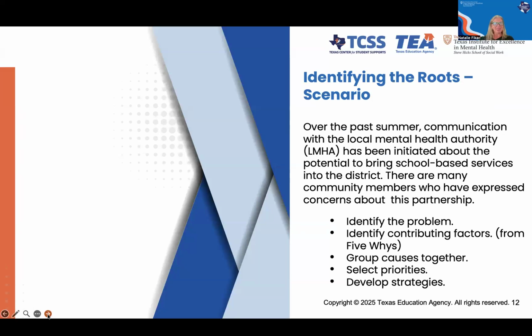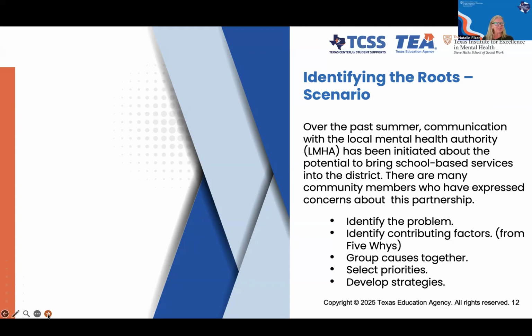Mental health stigma exists in our community, or there's not a true understanding of what mental health is and how mental health can affect students. So as you can see, lots of contributing factors we'll take a closer look at in just a moment. Step 3, group the causes together. What could be causing this? What are some causes that the school can address and take care of?